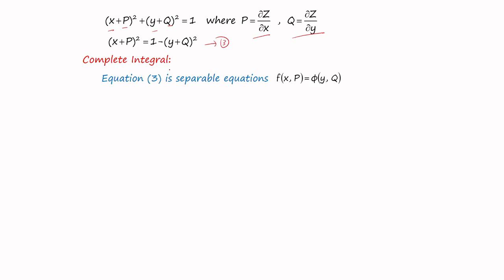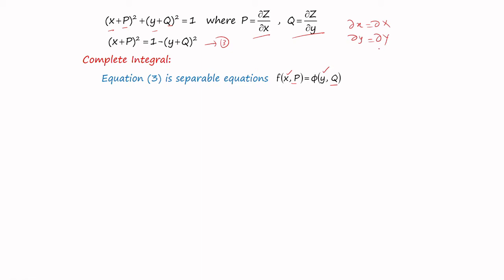F of x comma p is equal to phi of y comma Q, because we are using capital P and Q, no? That's why we have to use capital P and Q. And x and y we don't touch, so use small x and small y as they are. If you want, you can take dou small x equal to dou capital X, and dou small y equal to dou capital Y. That way also you can do it.